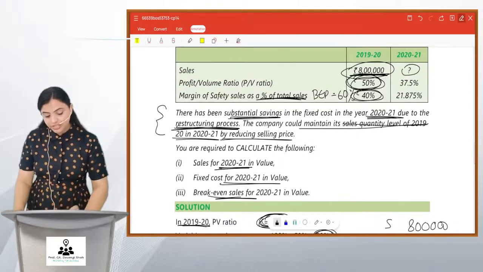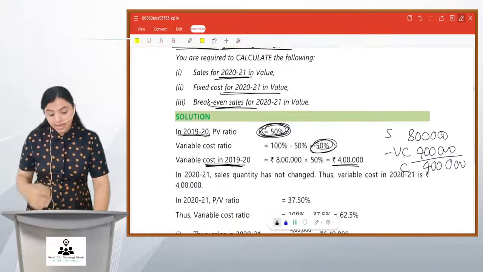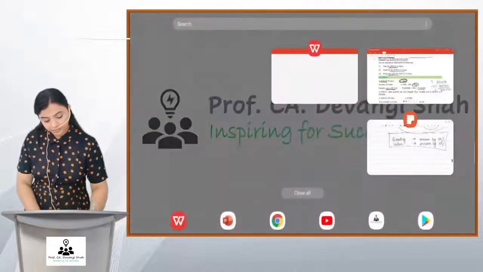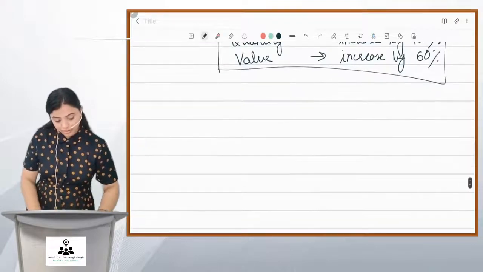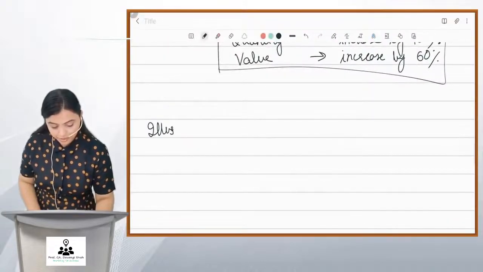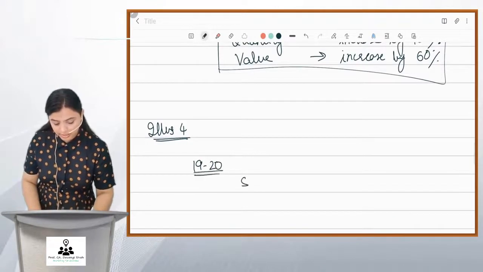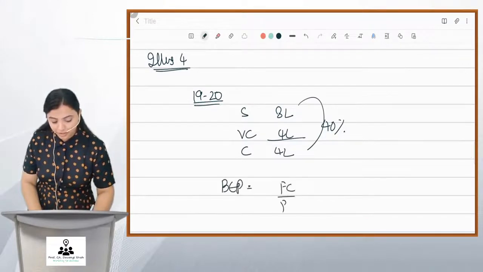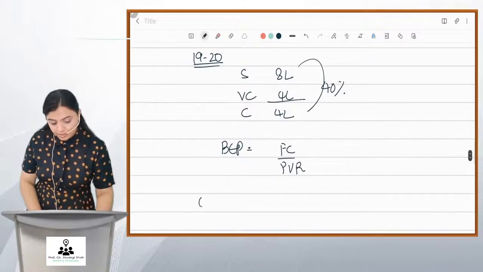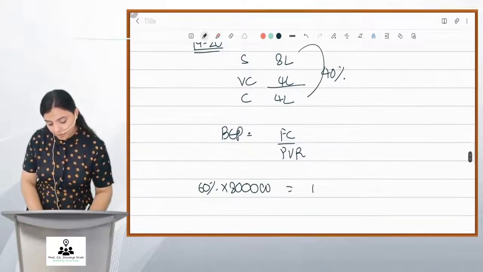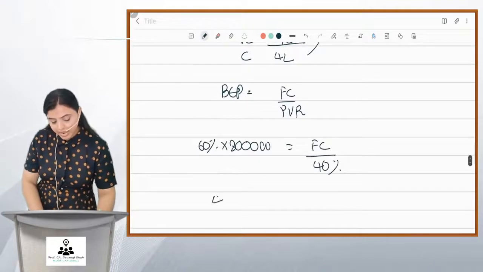Further, what they have given is margin of safety is 40%. Okay, and break even is 60%. I am telling you this for illustration number 4. Illustration 4. For 1920, sales 8 lakhs, variable cost 4 lakhs and contribution 4 lakhs. PV ratio is 50%. So what will be the BEP formula? Friends, it will be fixed cost upon PV ratio. Correct? And BEP, as I know, is 60% of 8 lakhs. Margin of safety is 40%, so BEP will be 60%. Fixed cost, I don't know. PV ratio is 50%. Get 4 lakhs 80.